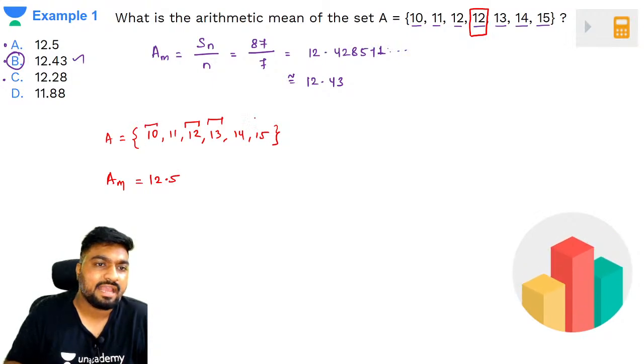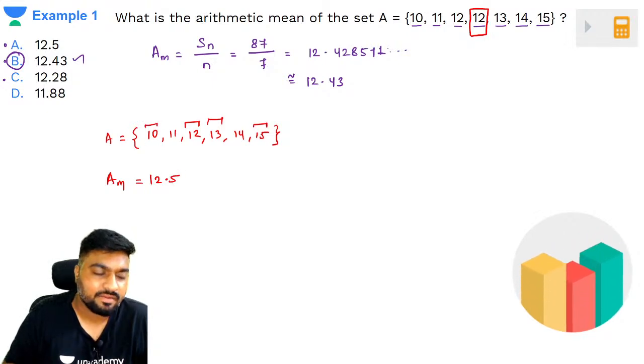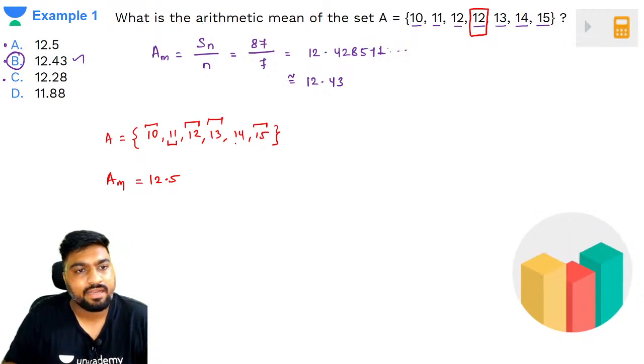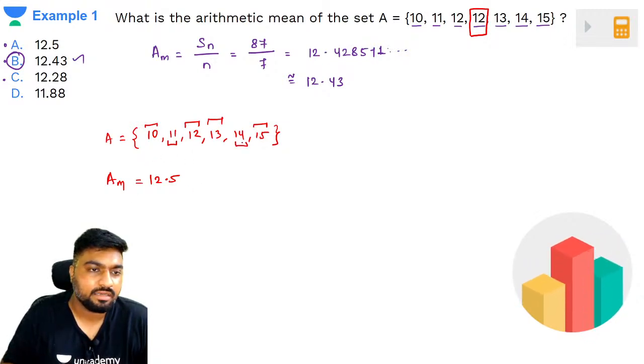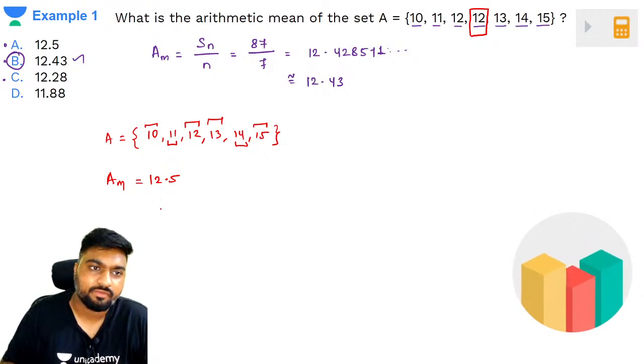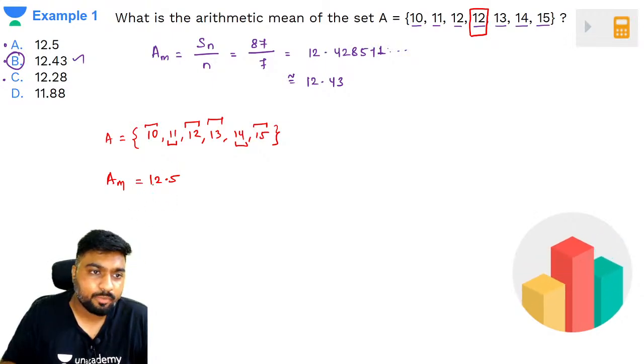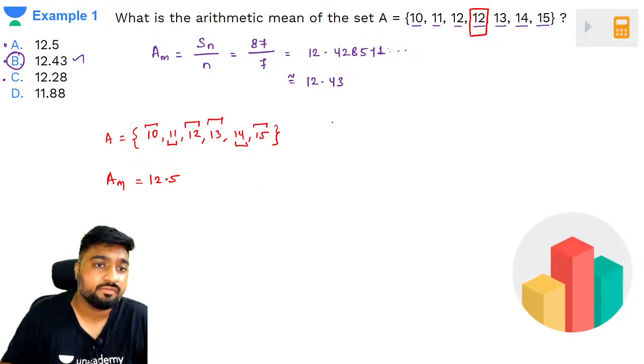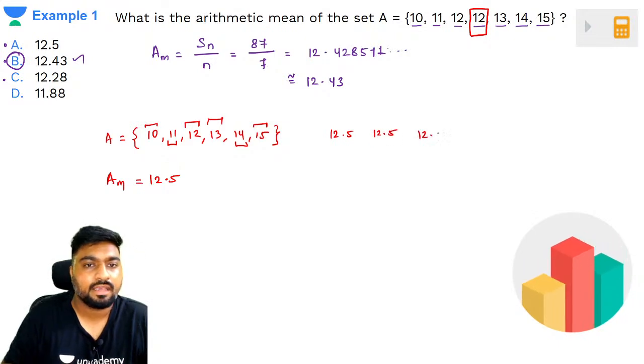And the average of 10 and 15 is 25 by 2, 12.5. And 11 and 14 is 25 by 2, 12.5. Yes, the average is 12.5. I am adding another term. So now we are going to assume all of these terms are 12.5. Yes, all 6 terms are 12.5. Correct?